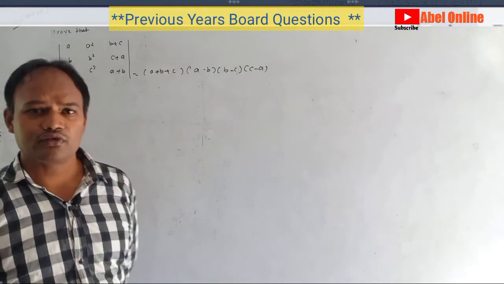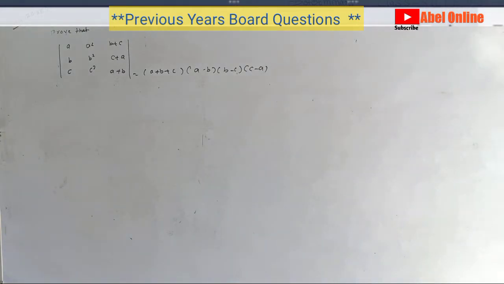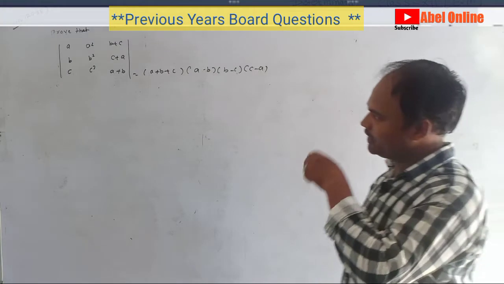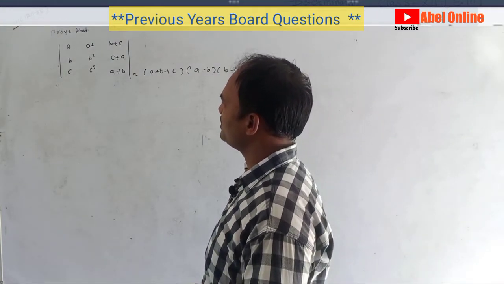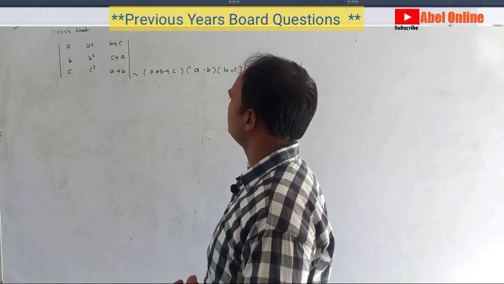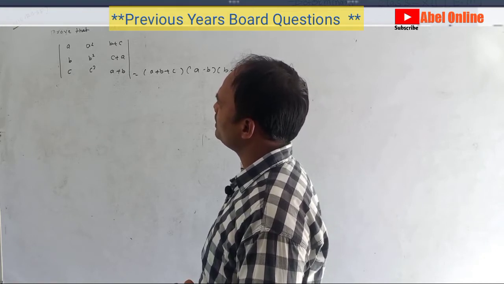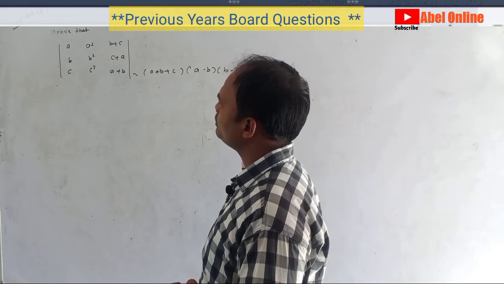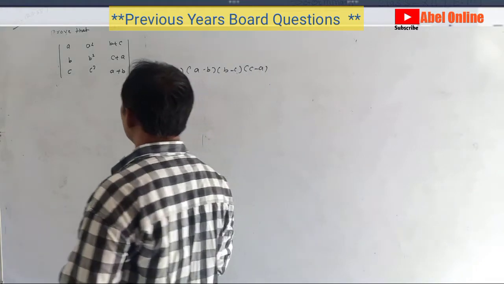How can we solve it? We are going to solve its LHS part. You have to think what operation we may apply. This is a square, b plus c, b square, c plus a, c square, a plus b. There is no benefit if we just operate on rows, so I think we have to use columns.